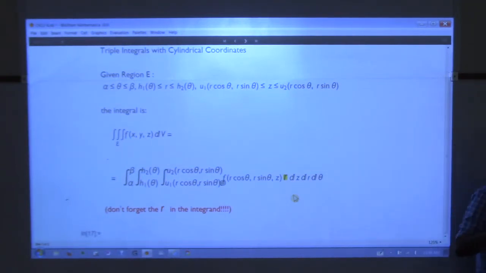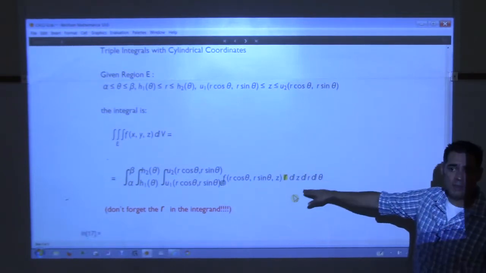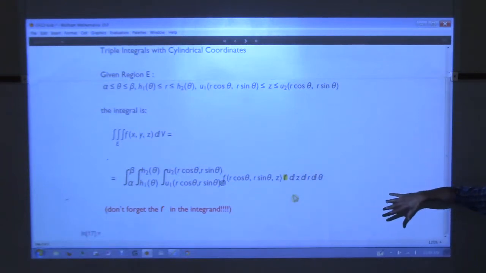Anytime you do polar, you must include the r. So it happens in cylindrical coordinates, you have to include the r. And back in two-dimensional double integrals, you have to include the r. Let's do one.